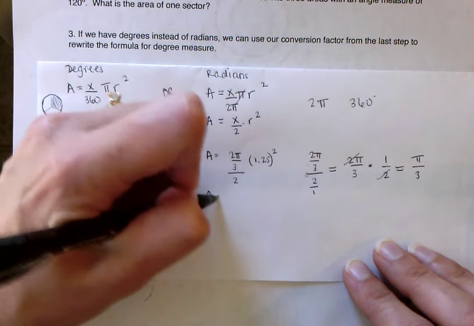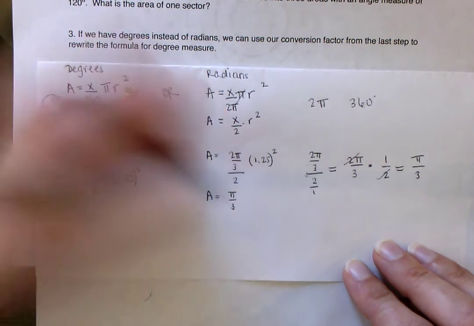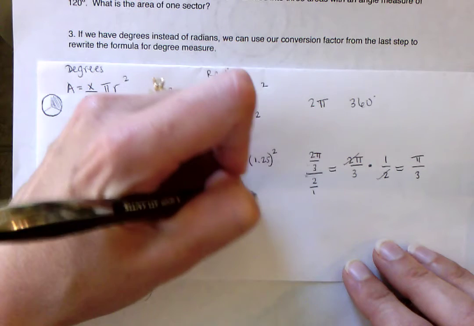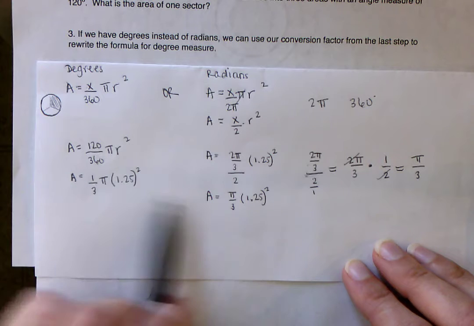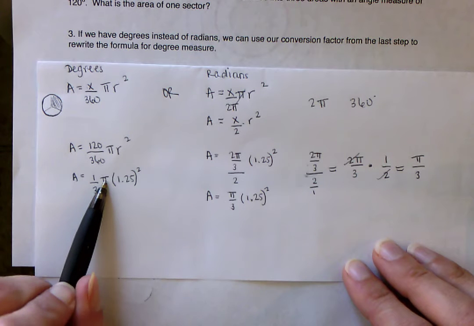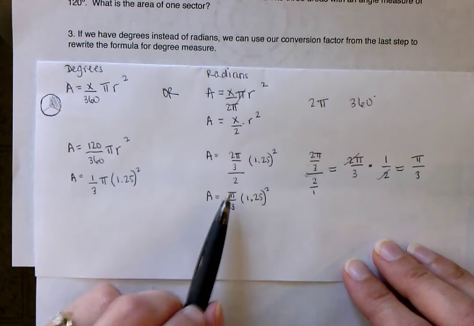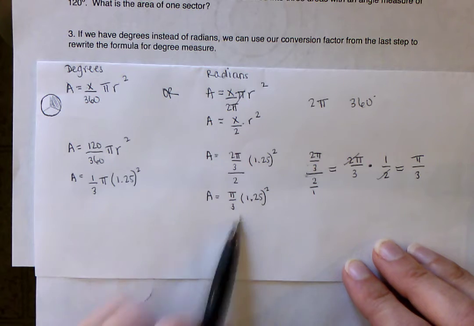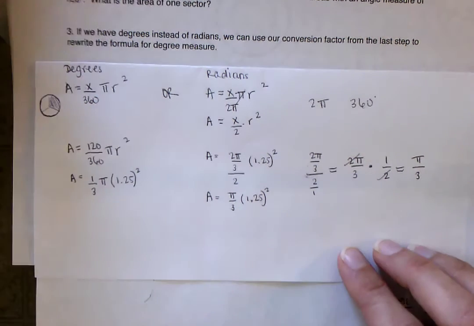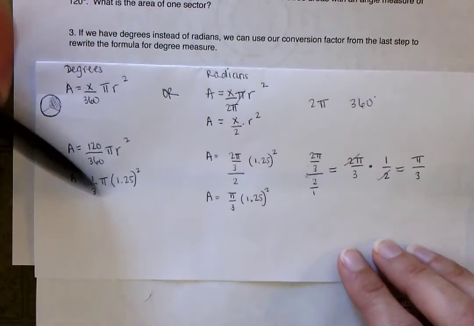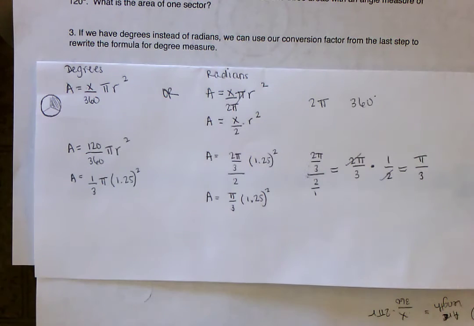So the area equals pi over 3 times 1.25 squared. And look, those are the same thing, because 1/3 times pi is the same as pi over 3. Those are the same. So these are equal to each other. So again, whatever that answer is, go ahead and do that in your calculator. And let me see if I can do that on mine here, actually.